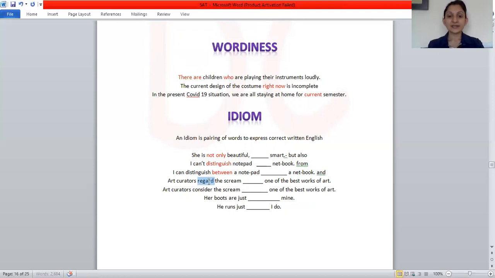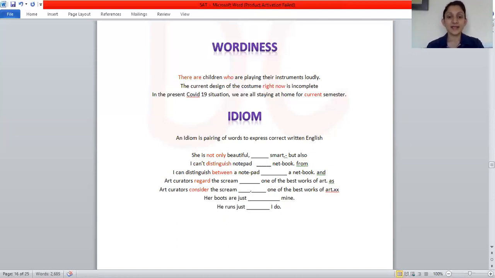Next, the curators regard the screen dash one of the best work of art as. Regard goes with as. You do not say regards the screen to be the best work, not to be. Regards goes with as. Next, the curators consider the screen dash one of the best works. Now, for all those who are thinking consider the screen as one of the best work, it's wrong. There is no as and no to be required. You don't put anything here. The curator considered the screen, comma, one of the best work of art. That's all you need. You don't need anything else.